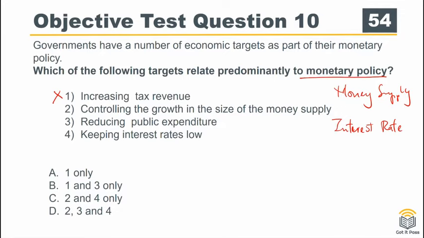Second, controlling the growth in the size of the money supply, yes. 3, reducing public expenditure, no, it's not under these two topics. 4, keep interest rate low, yes. So the answer is 2 and 4, which is C here.